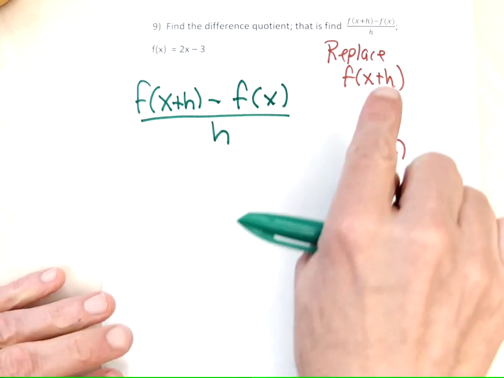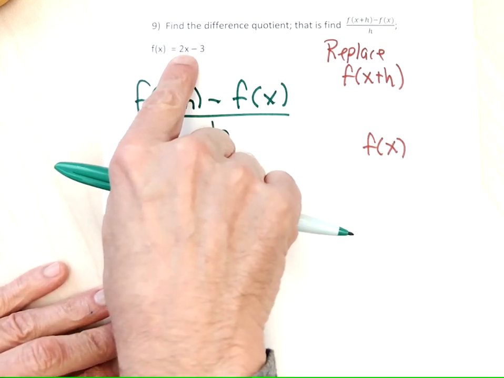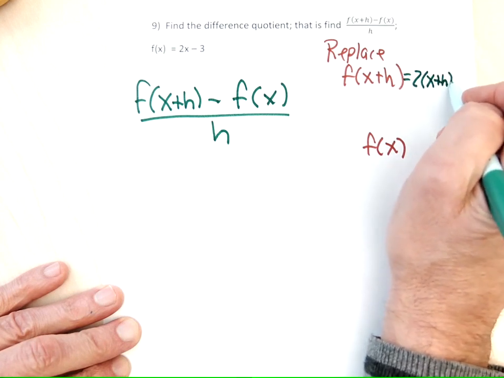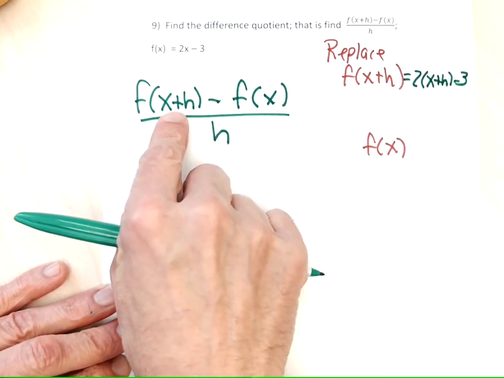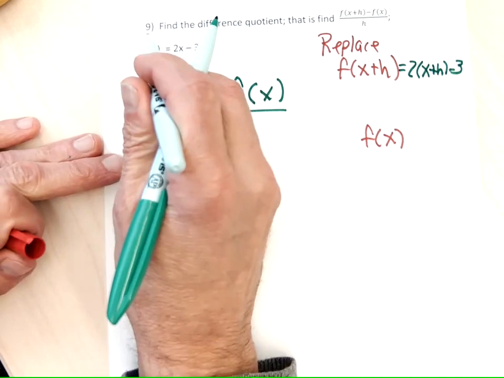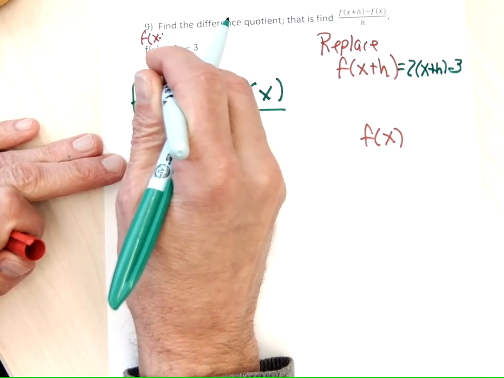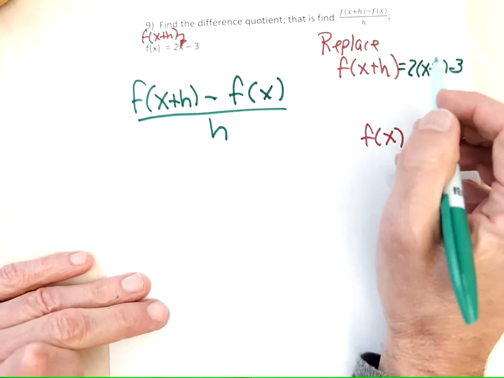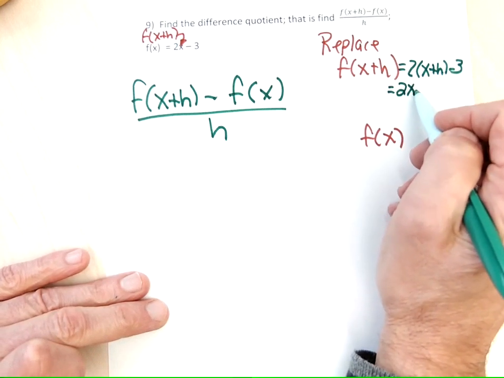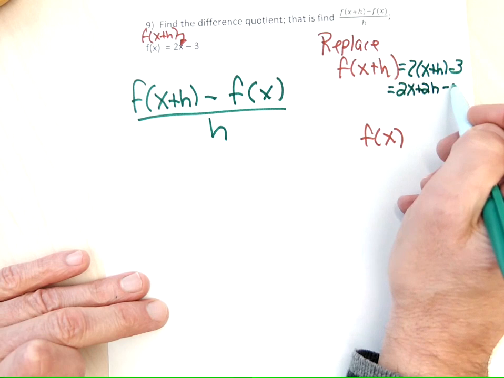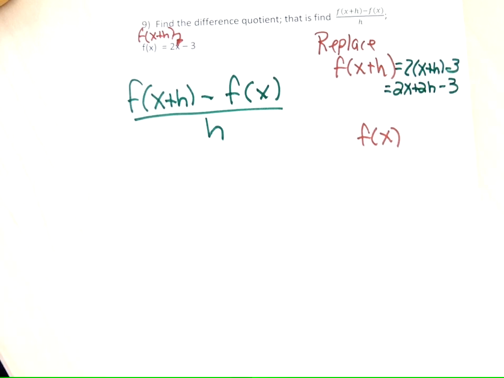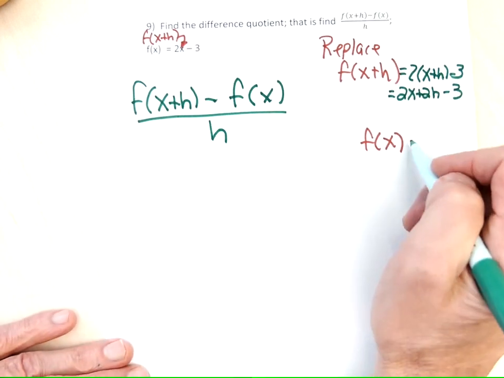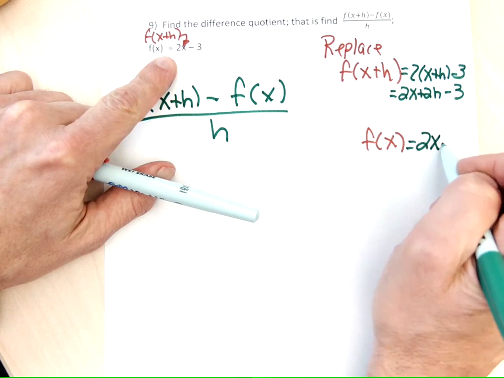For the f of x plus h, I need to take the f function and change the x to x plus h. So to figure out what I'm replacing f of x plus h with, I take the function that's given and I change the x to x plus h. And that's going to give me f of x plus h after I simplify it. So f of x plus h is going to be 2x plus 2h minus 3. I get that by just changing that x to x plus h and simplifying. The f of x in the numerator I'm going to replace with 2x minus 3.